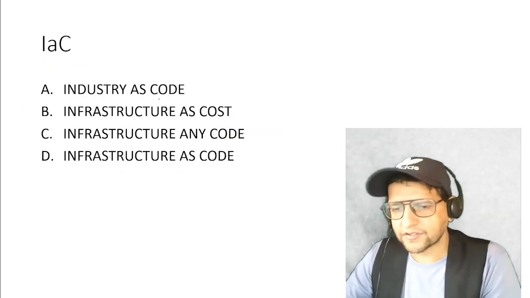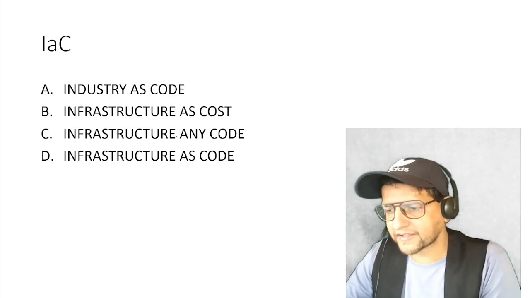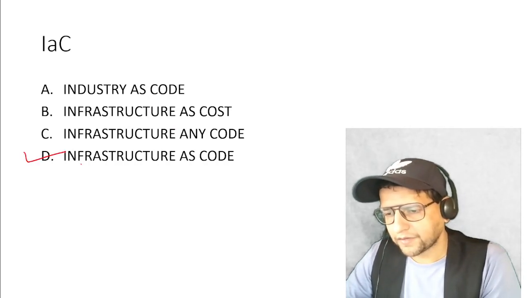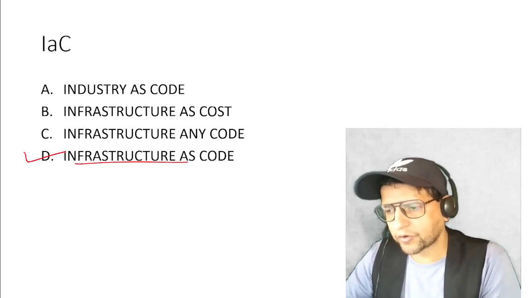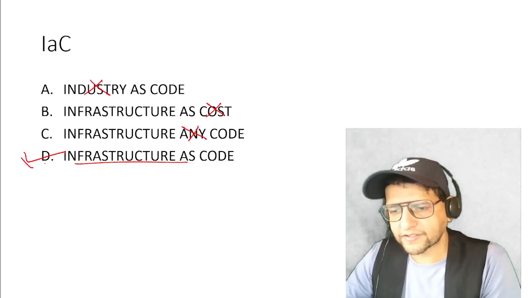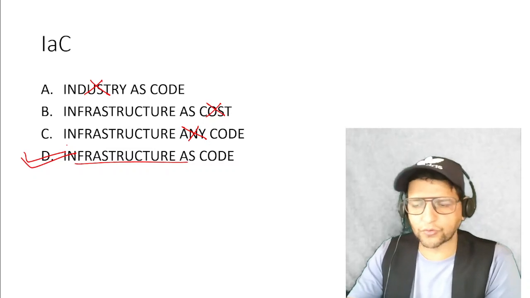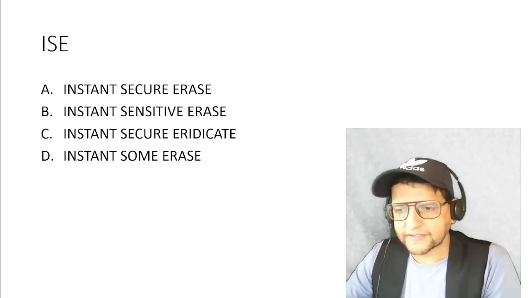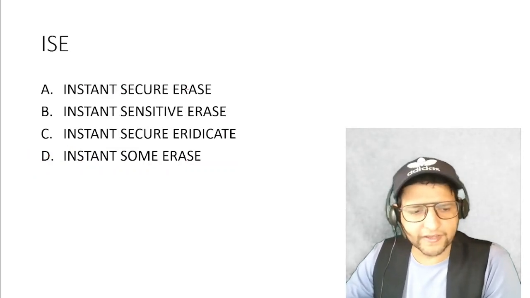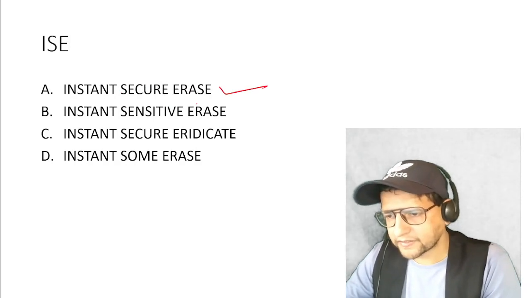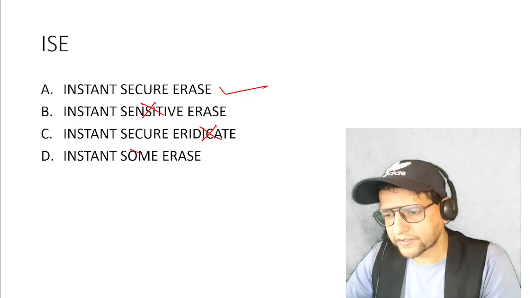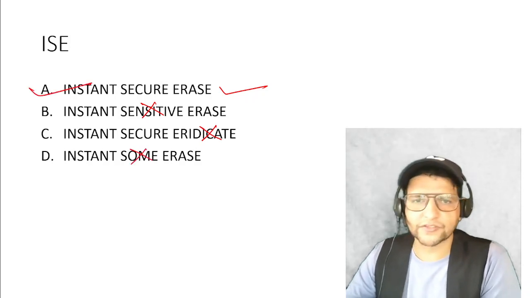IAC is your infrastructure as code. Infrastructure as code. It's not cost. It is not any. It is not industry, right? So the right answer is infrastructure as code. ISE is your instant secure erase. Instant secure erase. It is not sensitive. It is not eradicate. It is not sum. So the right answer is instant secure erase.